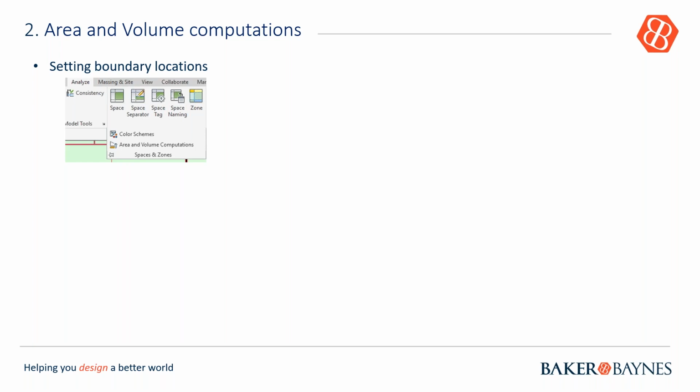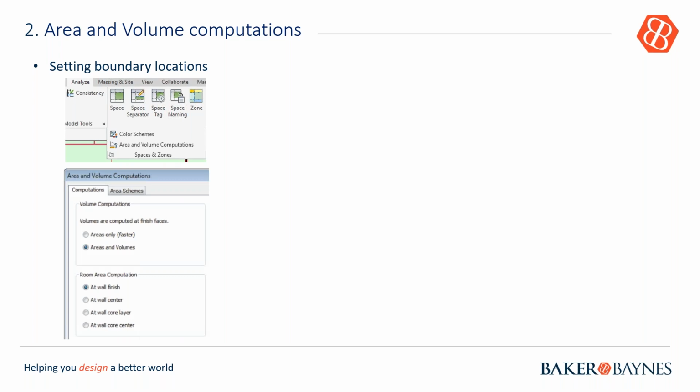Now you can set the way Autodesk Revit calculates volumes and boundary locations, and this is essentially done in the Analyze tab. You use the spaces and zones function, then expand the little title and click on area and volume computations until you open up the volume computations dialog box, right?